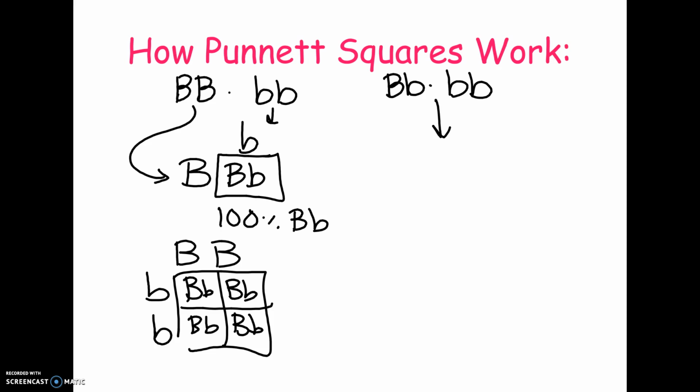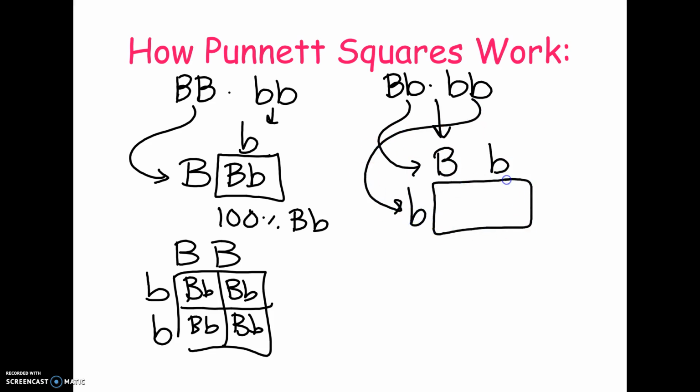Yeah, you only need 2. This parent can give big B or little b. This parent can only give little b. That's all they can give. Your answer to the question of what their ratio is going to be is 1/2 big B, little b, 1/2 little b, little b.